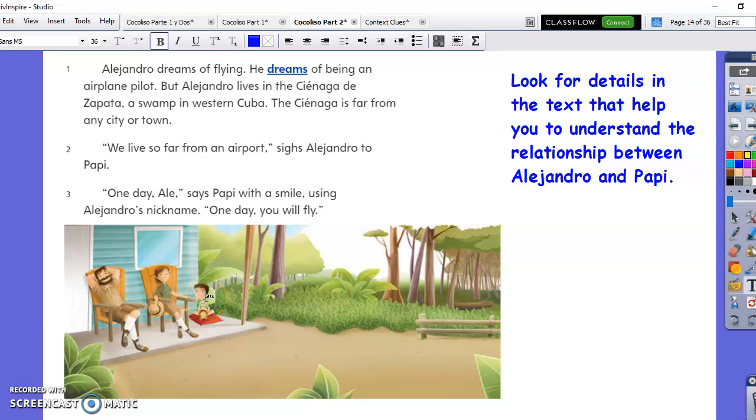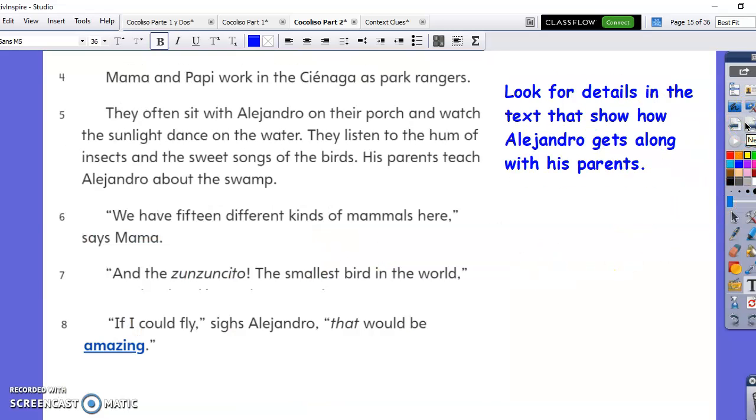Here, the kid is, again, a little upset because he wants to see airplanes and wants to be an airplane pilot. And his dad cheers him up here, patting him on the head and saying, "You'll fly someday, Ale." Ale is a nickname. Here we're looking for details in the text to show how Alejandro gets along with his parents. And here's my example in paragraph 5, where I know that they sit out on the porch every night. So I can see that they're not watching TV, they're not doing different things, but they have a very tight relationship, spending a lot of time together.